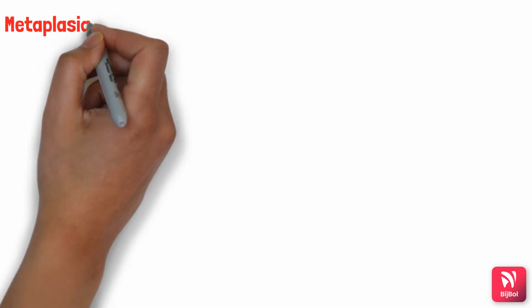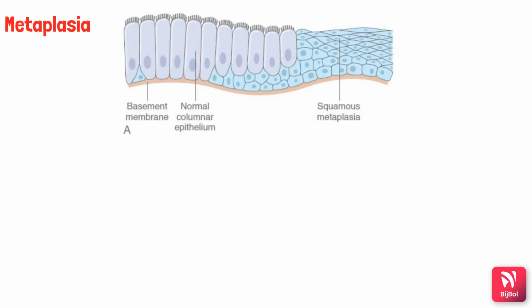Now let's see about metaplasia. It is one type of adaptation which is reversible, in which one adult cell type is replaced by another adult cell type. It can be either epithelial or mesenchymal.